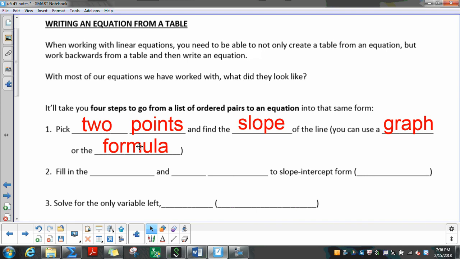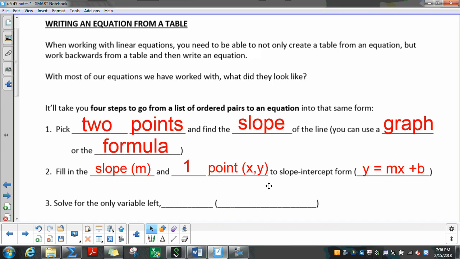Once you have the slope, you have an m, but you still need a b. Okay? We're actually going to use the slope, the m that we found, and one of the points, okay? Because from one of the points we have an x and a y. And we're going to use those to plug it into the slope-intercept form. So here's slope-intercept form. So we're going to have a number for y, a number for m, and a number for x.